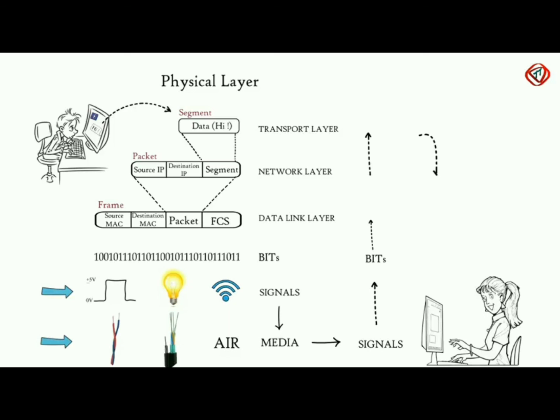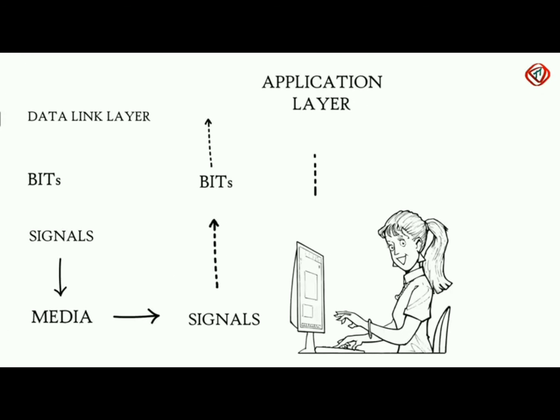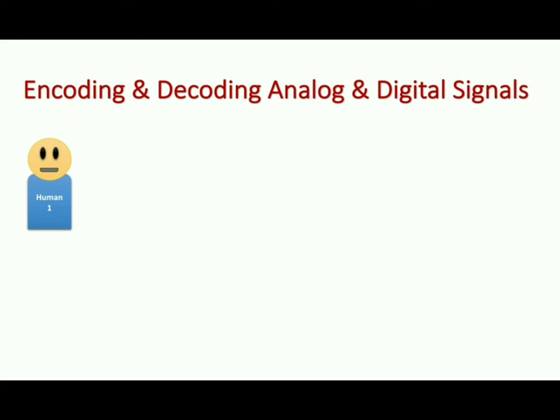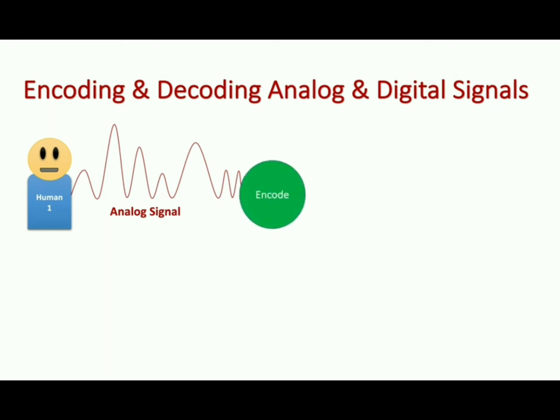Main function of the physical layer. The main function of the physical layer is digital transmission. One of the main functions of the physical layer is to transfer data in the form of signals. In this guide, we will learn about digital transmission.